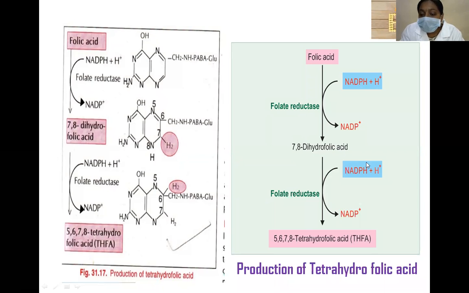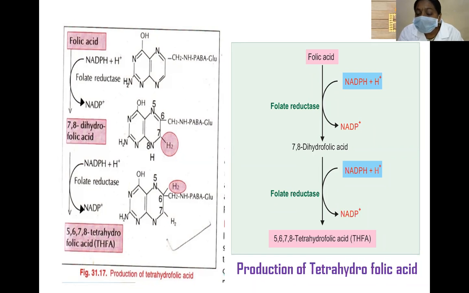Then again there is a reduction, which finally leads to the formation of 5,6,7,8 tetrahydrofolic acid.